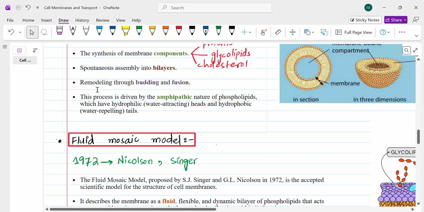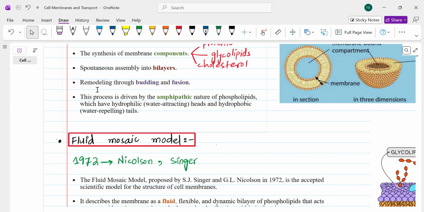Remodeling happens through budding and fusion. There can be budding of the extra material and there can be fusion of the two things which need to be present in the cell membrane. And this process is driven by the amphipathic nature of phospholipid, which have a hydrophilic head and a hydrophobic tail.